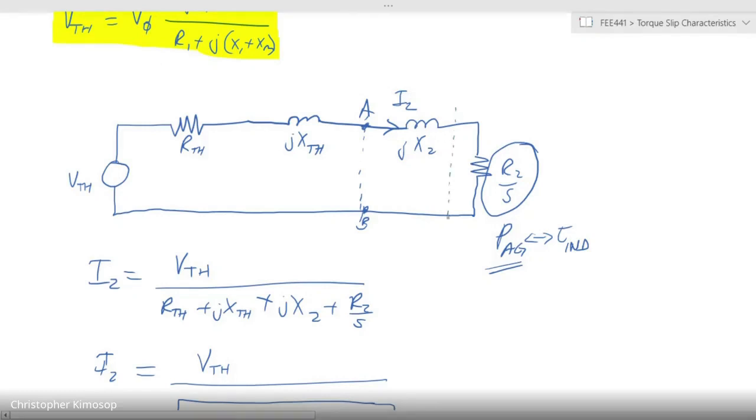So by the maximum power transfer principle, the power being transferred here is maximum when it is equal to the power being transferred by all of this section, right? When these two are equal to each other, you then have maximum power being transferred, which is what we are looking at here, okay? And in turn, what is maximum torque, right?